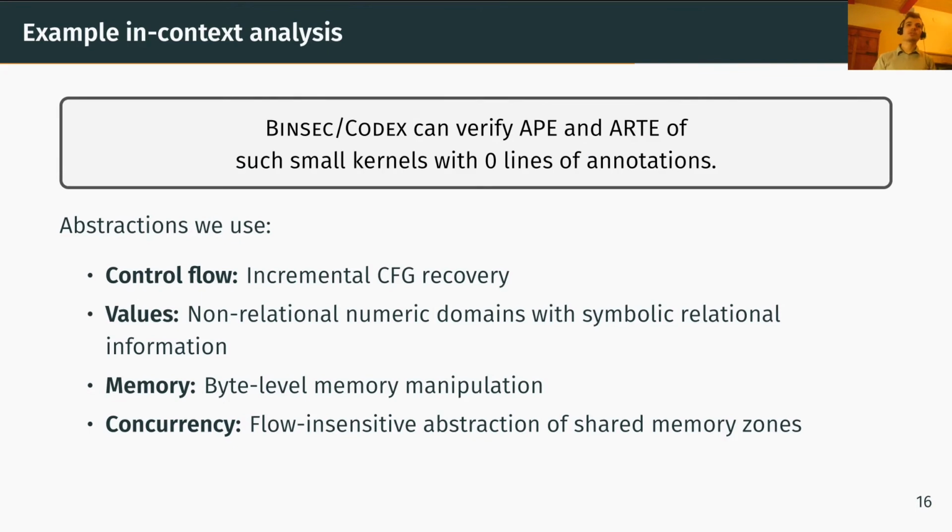What this shows is that in-context analysis can verify absence of privilege escalation and absence of runtime errors without any annotations at all. And here I did not detail the set of abstractions that we use to precisely analyze binary code, but we do use a number of abstractions to recover control flow, precisely analyze values and memory, and handle concurrency, and we give details about them in the paper.